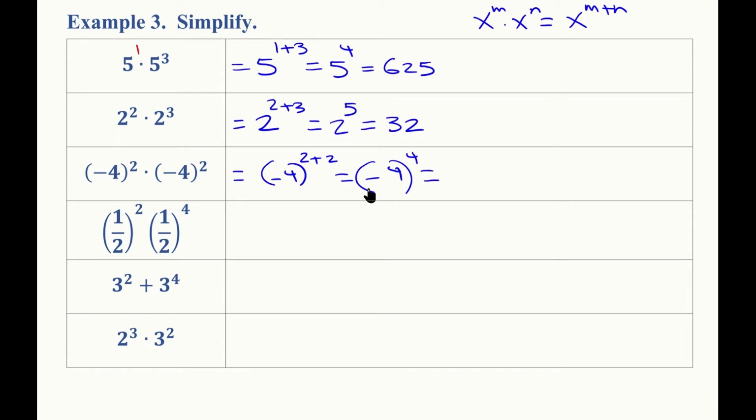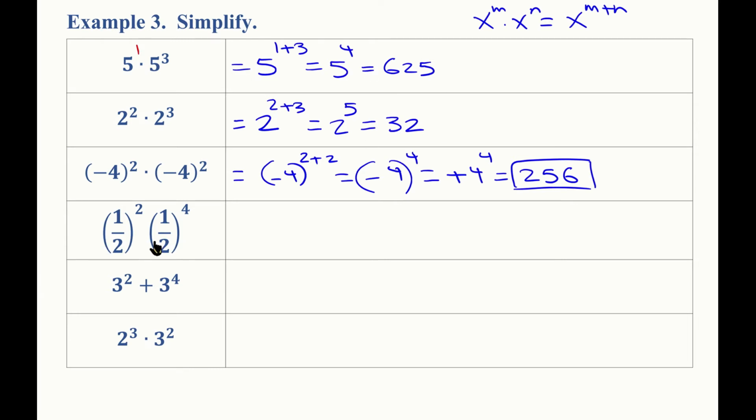And here we have a negative number raised to an even exponent. We know the answer is going to be positive. So we just need to worry about what 4 to the 4 is. Again, we've seen that. We know that's 256. And we don't need to write the plus for the final answer.